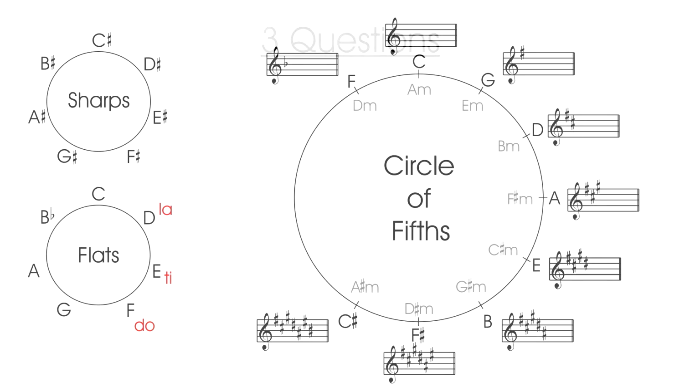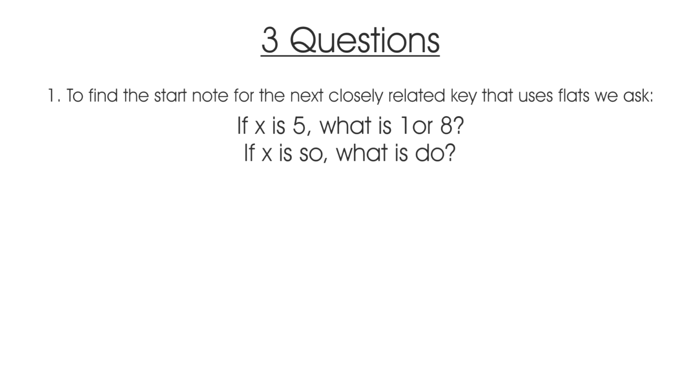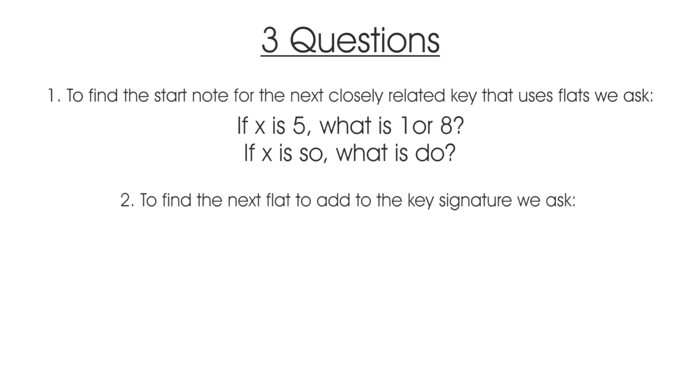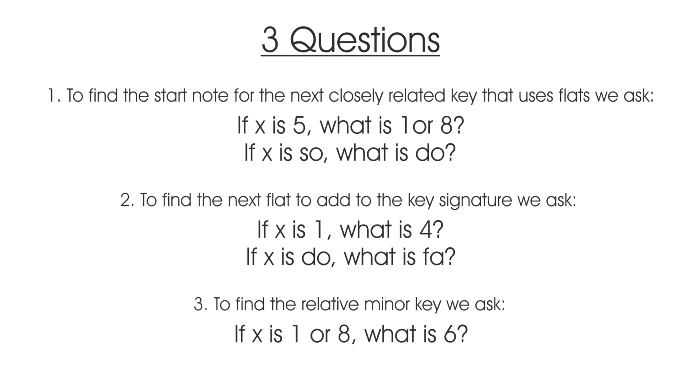Either way, we still have to answer 3 logical questions for the flat keys. 1. To find the next closely related key that uses flats, we ask, if X is 5, what is 1 or 8? Or, if X is So, what is Do? 2. To find the next flat to add to the key signature, we ask, if X is 1, what is 4? Or, if X is Do, what is Fa? And 3. To find the relative minor key, we still ask, if X is 1 or 8, what is 6? Or, if X is Do, what is La?